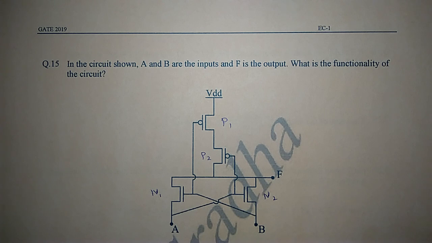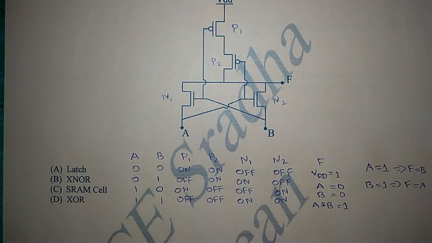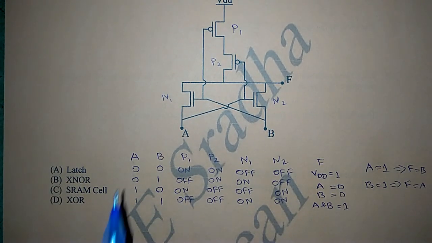This is the 15th question from GATE 2019 ECE paper. In this question, they have given a circuit and they are asking what type of output it is. So here there are two inputs, A and B, and I considered the possible combinations of inputs A and B. That is 4 combinations from 0 0 to 1 1.